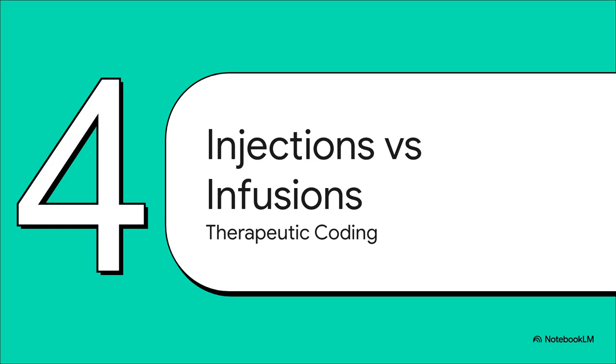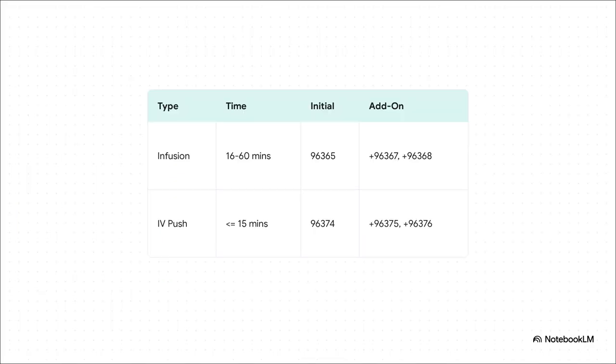All right, Section 4, Injections versus IV infusions. Moving right along, let's step into the therapeutic, prophylactic, and diagnostic space. I highly recommend you take a screenshot of this right now. This table is your lifeline. The dividing line between an infusion and an IV push is exactly 15 minutes. If it's a continuous administration lasting over 15 minutes, up to an hour, it's an initial infusion, code 96365. But if it's 15 minutes or less, or a direct bolus, it's an IV push, code 96374. Your add-on codes shift entirely based on this single time distinction.